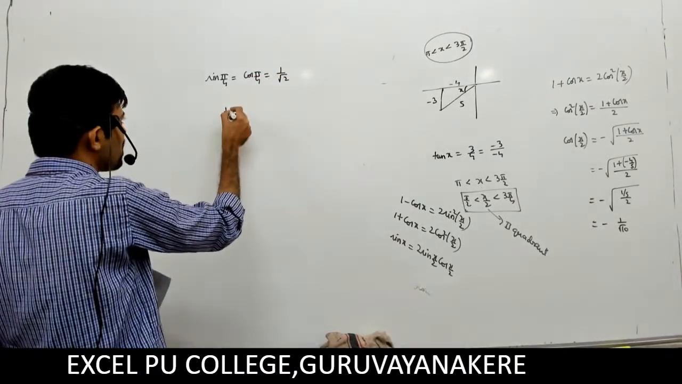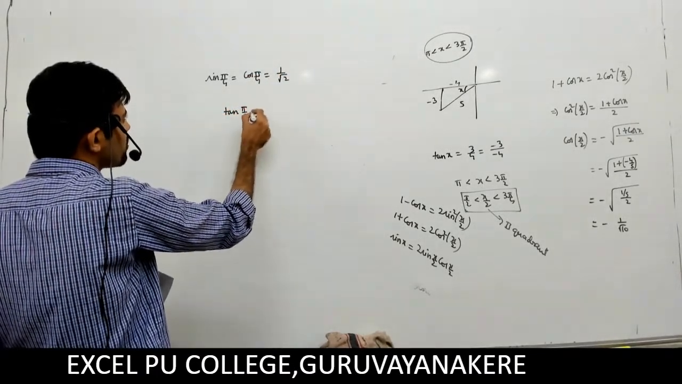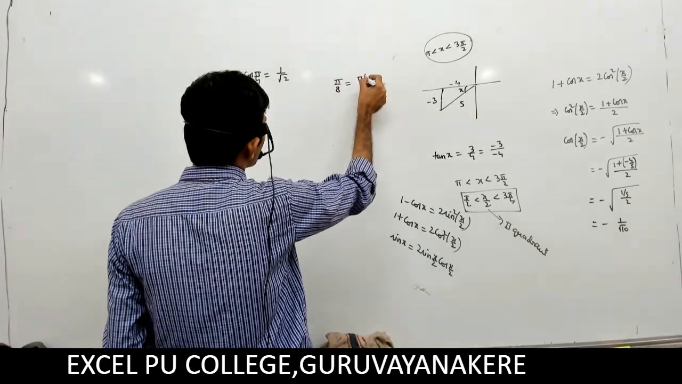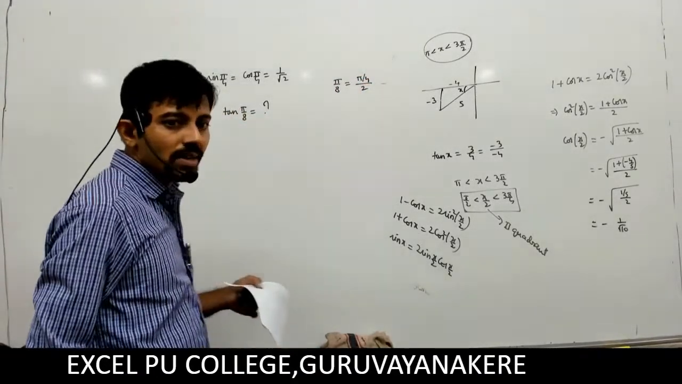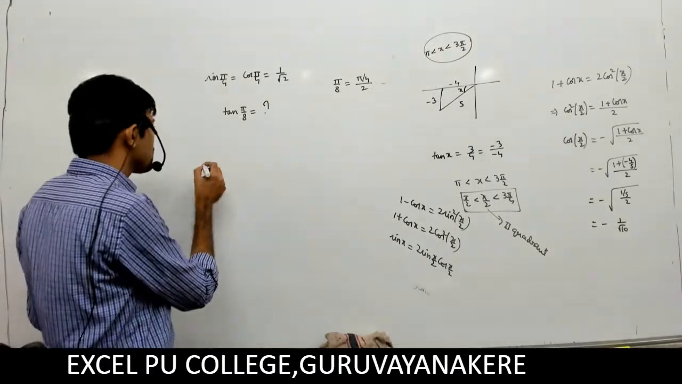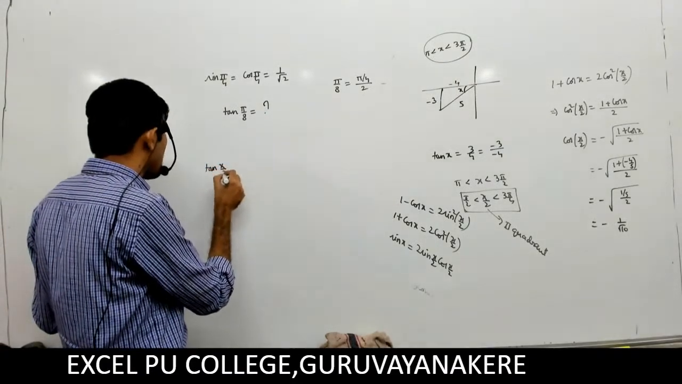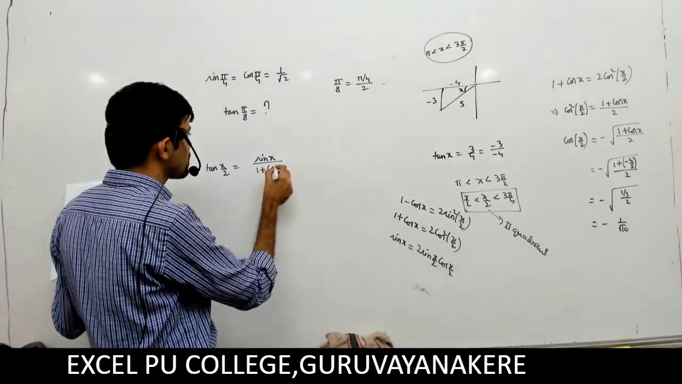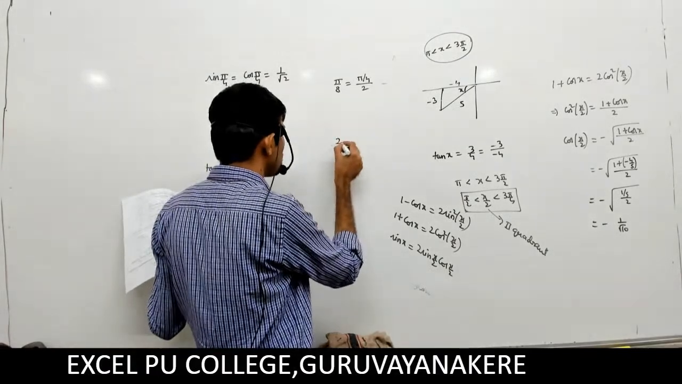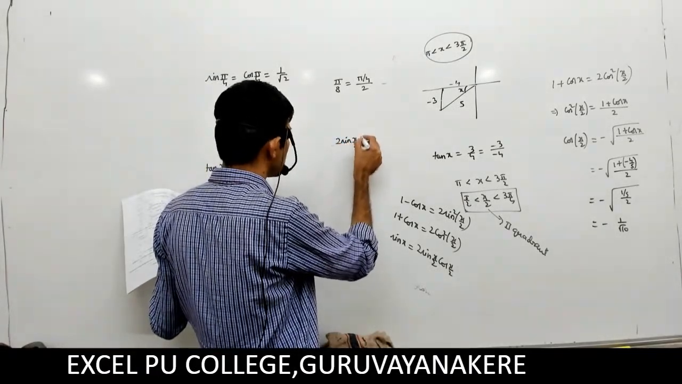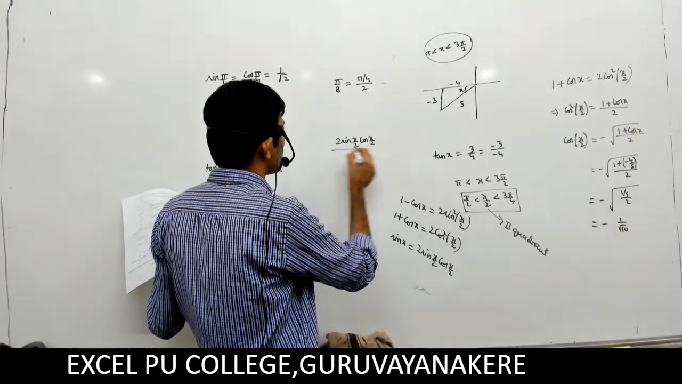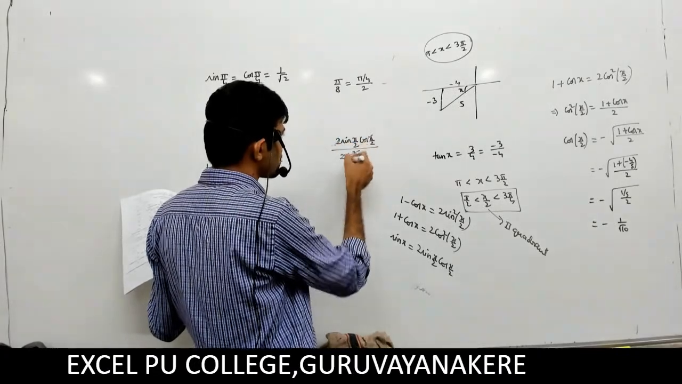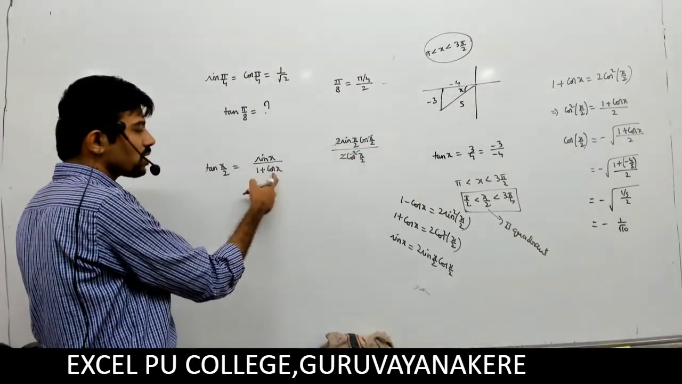We need to find the value of tan pi by 8. Pi by 8, how much? You know, pi by 8 is pi by 4 divided by 2. Correct? Tan x by 2 is sin x divided by 1 plus cos x. Because sin x is 2 sin x by 2 cos x by 2, and 1 plus cos x is 2 cos square x by 2. The 2 cancels, one of the cos will cancel, and sin by cos is tan. So sin x by 1 plus cos x is tan x by 2.